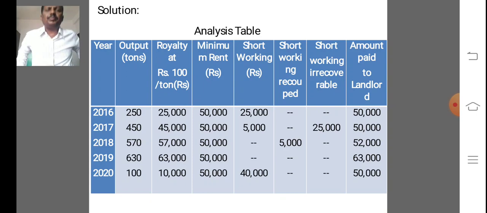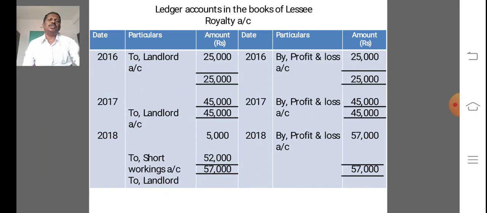So based on the table and calculation, we prepare ledger accounts in the books of lessee. What is the first account? Royalty account. In 2016, to landlord account debit 25,000, by profit and loss account 25,000. In 2017, to landlord account 45,000, by profit and loss account 45,000.